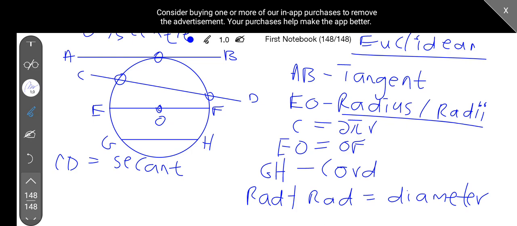So AB is a tangent, CD is a secant, EO and OF separately are called radius. And then EF is radius plus radius, which is a diameter. So you must know that a radius is half of a diameter, and then GH is a chord. Okay, there is a misspelling here. This is written as chord. So make sure you understand this. A chord is a line that joins two points on a circle but does not pass through the center.